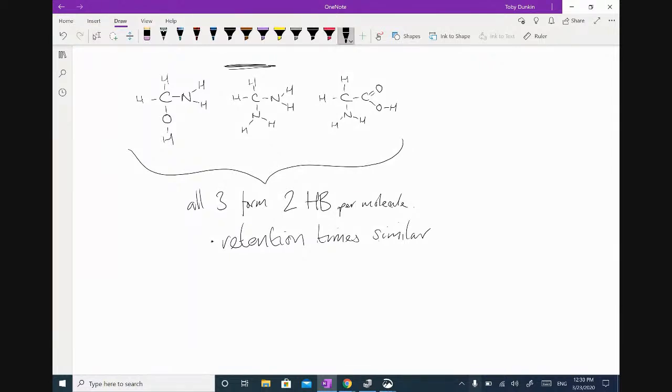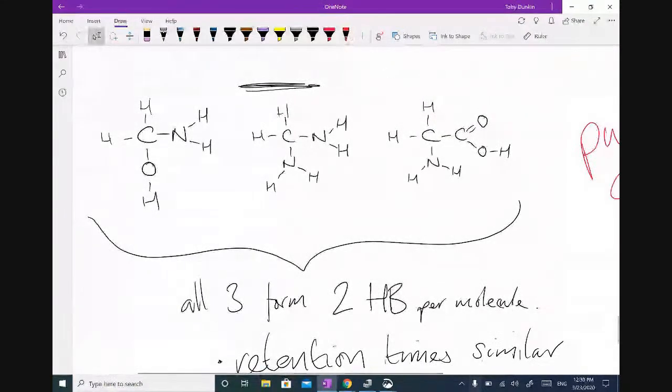We will put these in acidic conditions. I'm going to do this in a different color. Put in acidic conditions. We're going to put these into acids. Now, the reason why this is handy is because if you put this into acids, here's what's going to happen. You're going to protonate the amine groups. And look what now happens.